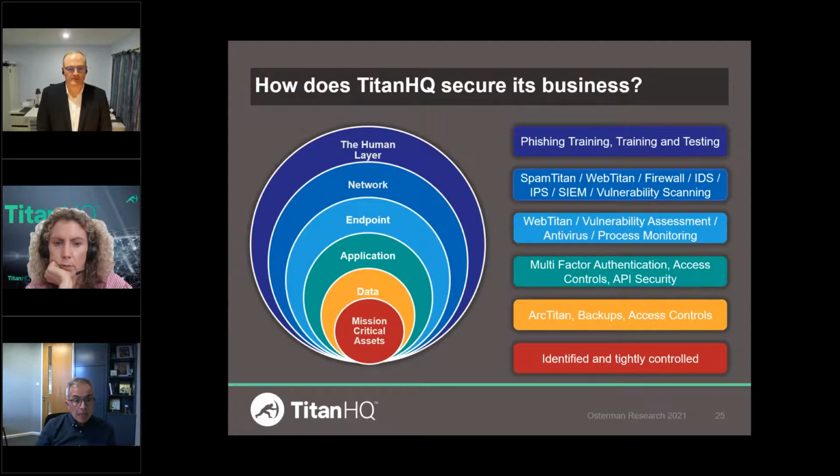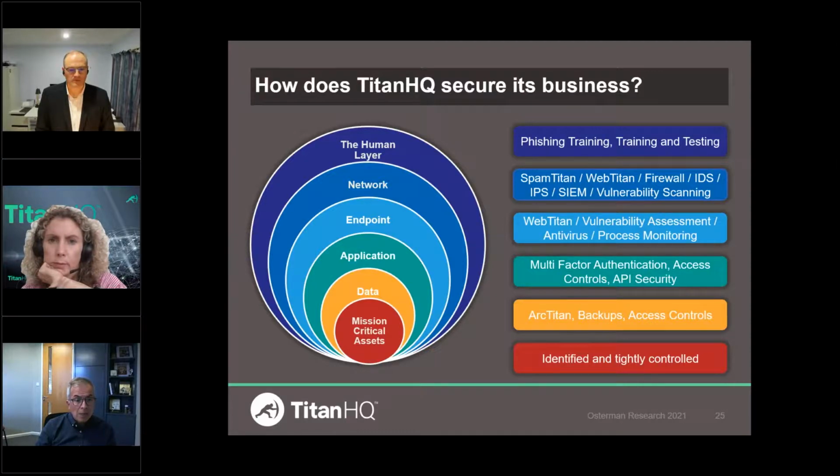The network: there is so much that can be done here. We leverage our own products, obviously SpamTitan and WebTitan, to actively protect against phishing emails and to prevent staff going to malware sites. But we also employ a broad suite of tools in addition to this, dealing with, naturally, firewall, IDS, IPS, SIEM, and vulnerability scanning. I'll talk a little bit more about that in a minute.